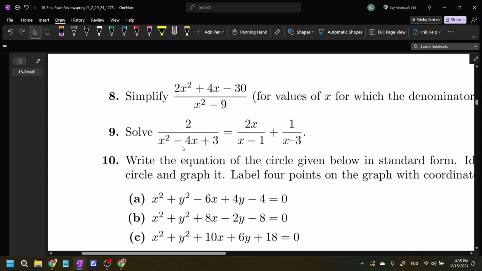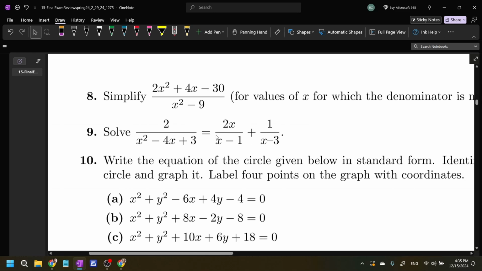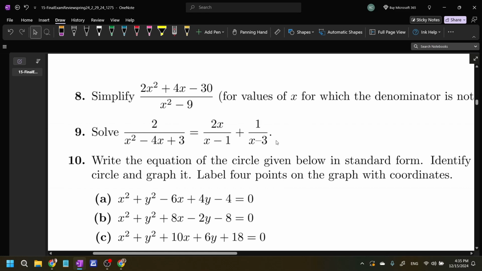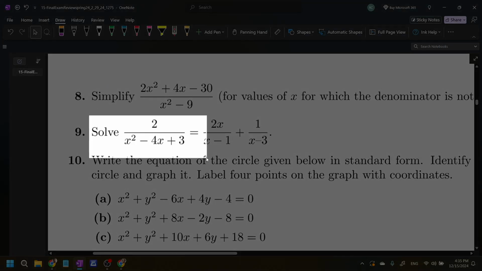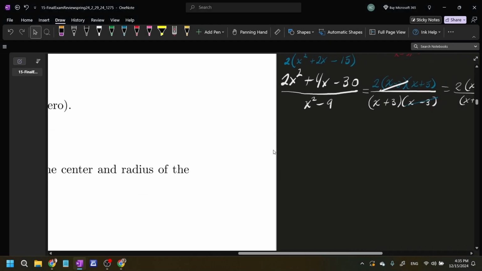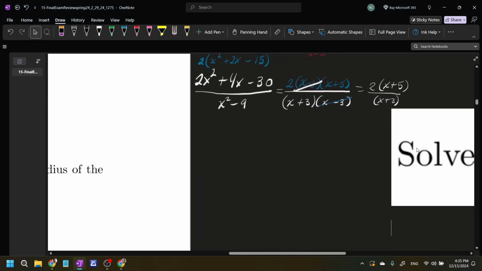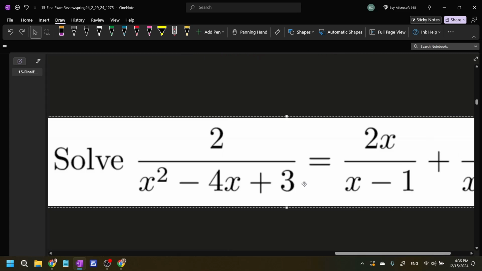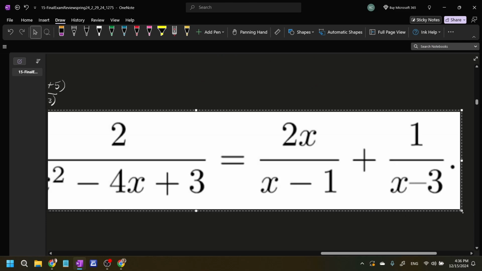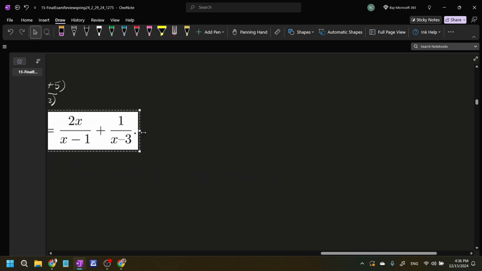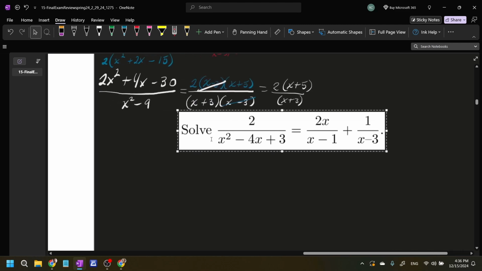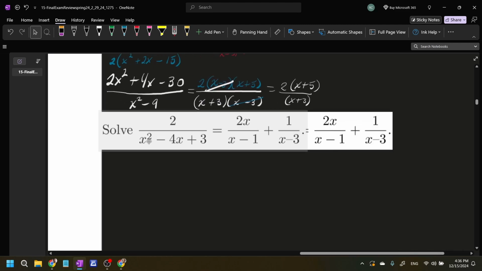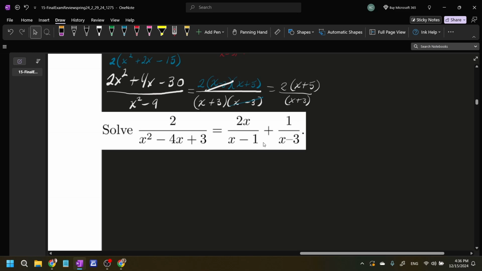We have 2 over x squared minus 4x plus 3 equals 2x over x minus 1 plus 1 over x minus 3. Here's what I'll do. I'll just copy that. I don't feel like writing that again. So let's paste that over here. Shrink it down so we can work on it. Okay, I'll edit this out.